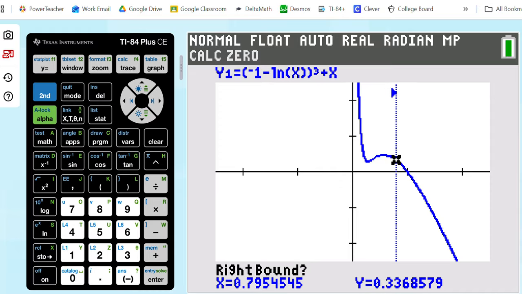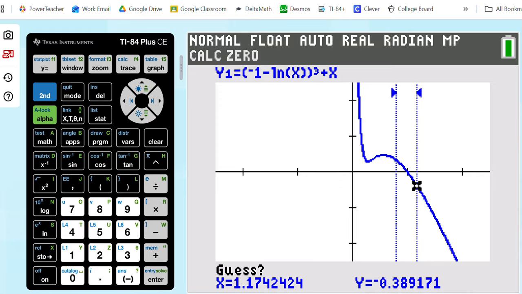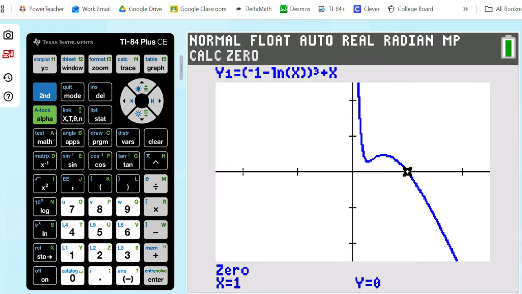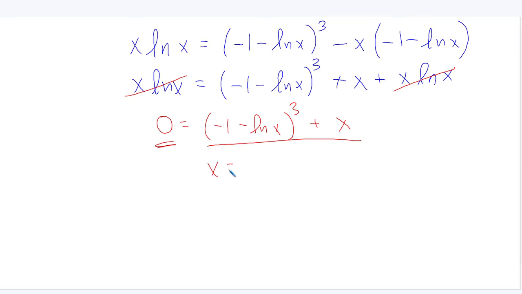So you hit enter. When you do that, it'll say right bound, and you just scroll over using the right arrow key till you're to the right of that x-intercept. You hit enter. It'll say guess, and you hit enter once more, and it does tell us that this x-intercept is 1. So we know that this is true when x is equal to 1.